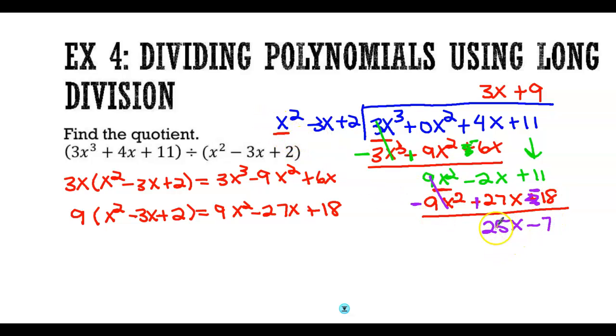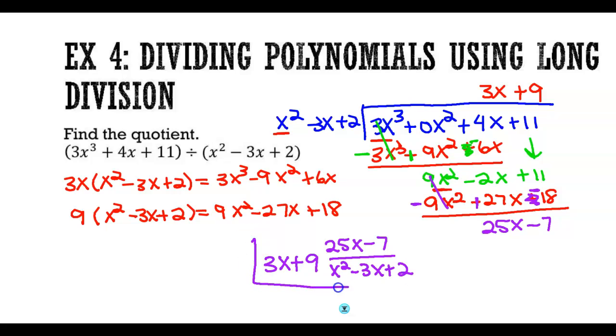X squared cannot go into 25x, so that would be part of my remainder. So I'm going to have 3x plus 9 with the remainder of 25x minus 7 over x squared minus 3x plus 2. Gross. But that's the answer.